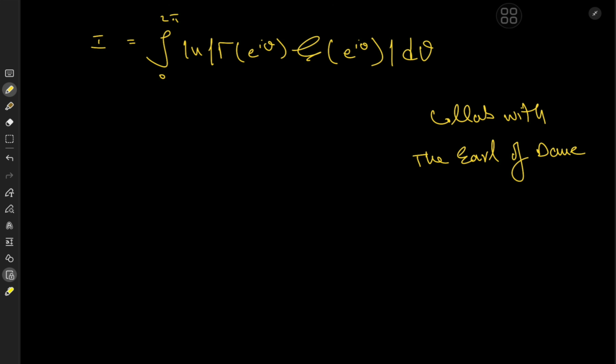I mean, look at this thing. We are dealing with the integral from 0 to 2 pi of log of the absolute value of gamma of e to the i theta times zeta of e to the i theta d theta. You have the gamma function, you have the Riemann zeta function, and you have e to the i theta. What more could you ask for?